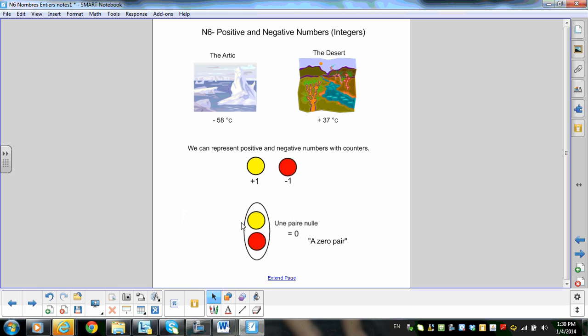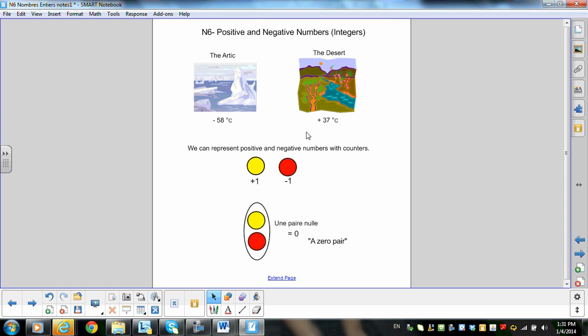Okay, today we're going to look into positive and negative numbers a little bit more. So when we look at these examples, and we talked about them in class, that in the Arctic, minus 58 degrees is very cold. So just to give you a visual of what that is, we have ice, icebergs, freezing cold temperatures. And then when we talk about the desert, it's plus 37 degrees. So you see that there's cacti, sun, sand, and hot temperatures.